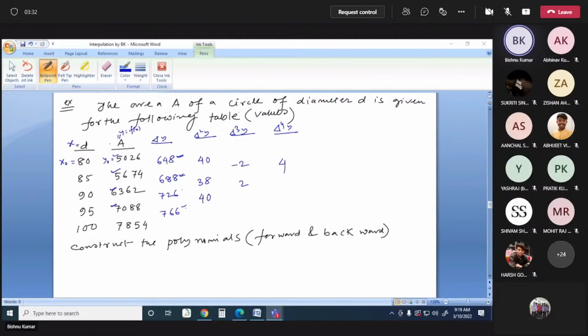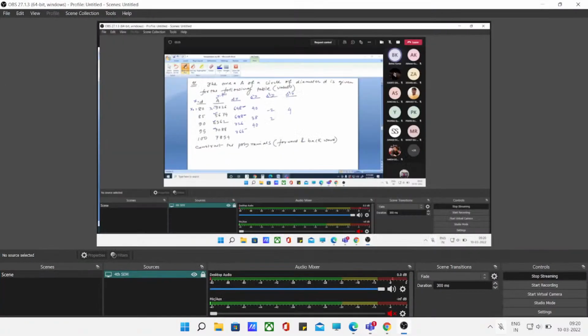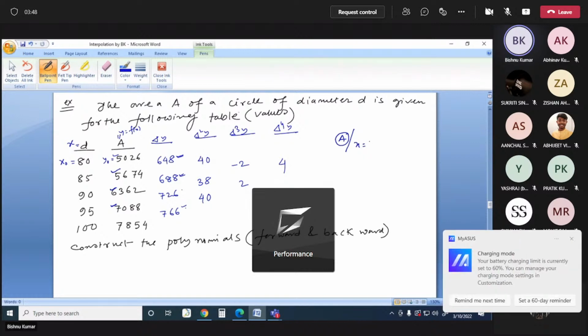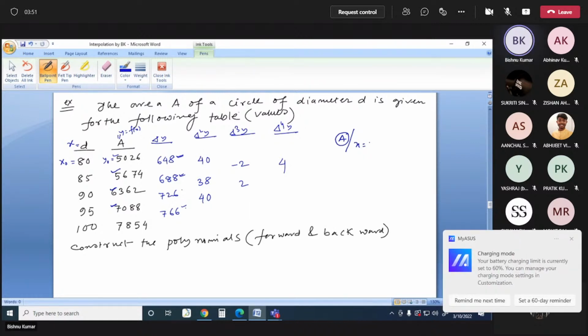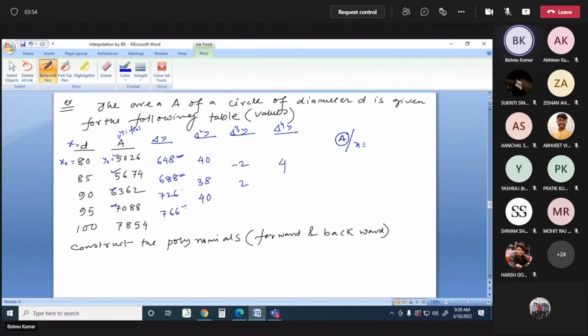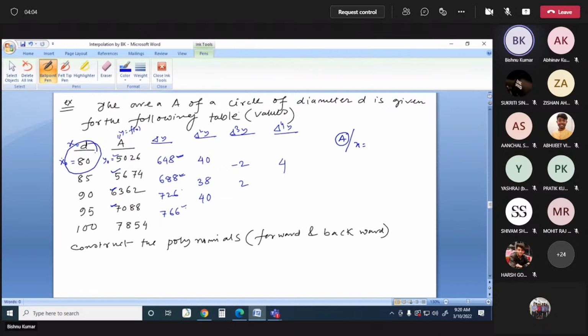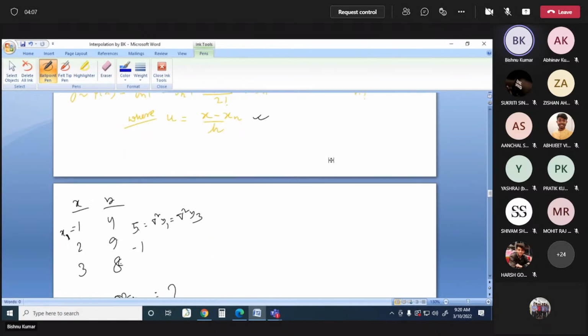If the query point is in the starting neighborhood, suppose you have to calculate the functional value, the area A, at x equals 70, 75, 81, 82, 83, suppose 86, whatever. These values are lying in the starting neighborhood. So you will use Newton forward interpolation. Okay, you will get a better answer.